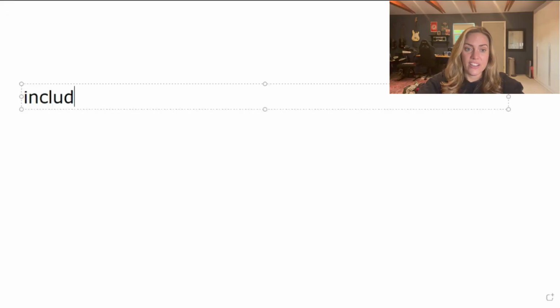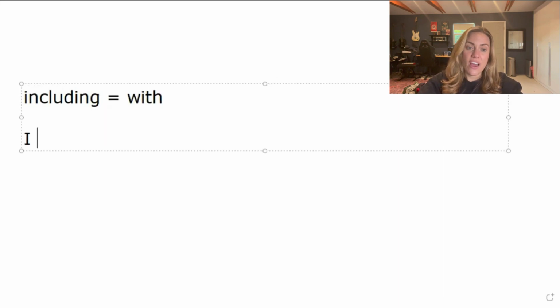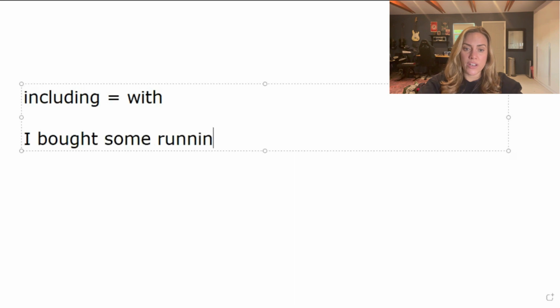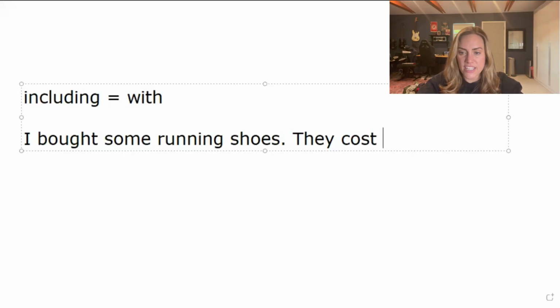Now, there's another time where the word including actually means with. So be careful with that. I bought some running shoes. They cost, I don't know, $60 including tax. Including tax, that means with the tax, they cost $60.